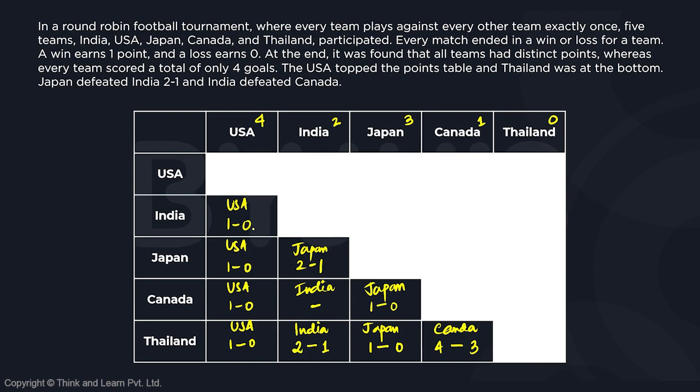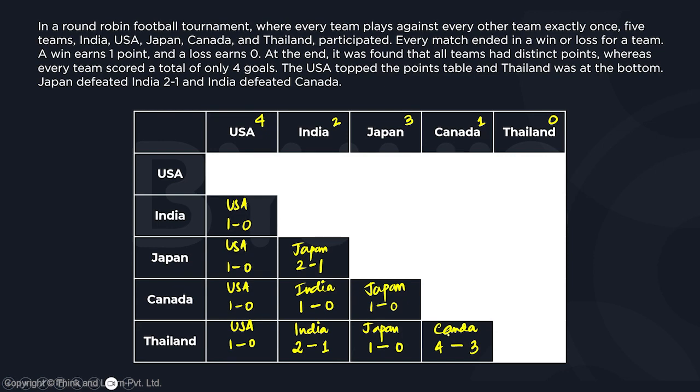Now, if we look at India's total number of goals, against USA, India did not score any goal. Against Japan, it was 1 goal. Against Thailand, that is 2. So India has to score 1 more goal and should not concede any goal, such that Canada did not score any goal against US, India and Japan, and all the 4 goals went in the match against Canada and Thailand. So everything makes sense. The matrix is complete. We know who was the winner of which match and by how many goals.